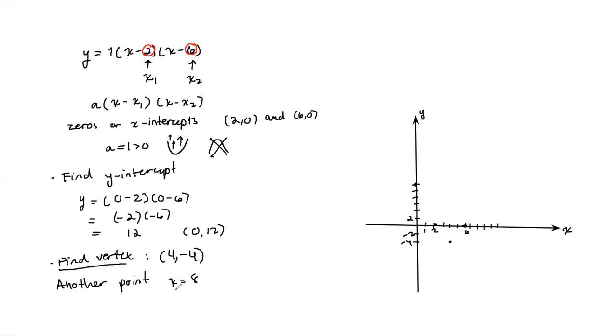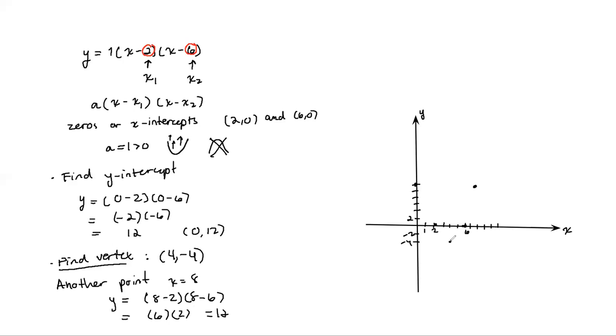X equals 8. So y is going to be y equals 8 minus 2 times 8 minus 6. Again, I'm using the initial formula, x minus 2, x minus 6. In this case, I'm taking x to be 8. So I have 6 times 2, which is just 12. So when x is 8, y is 12. Just like we have 12 here when x is 0. And it makes sense because we have 2 and we have 2.